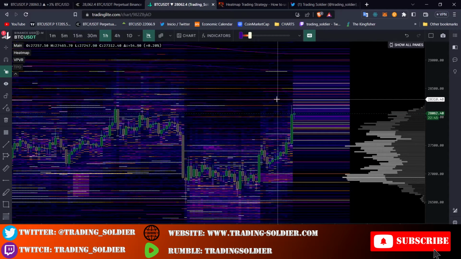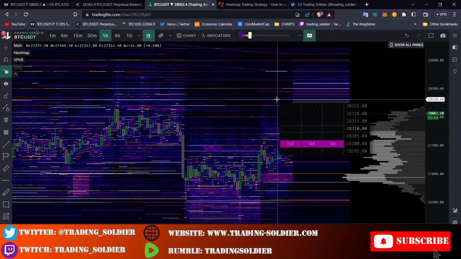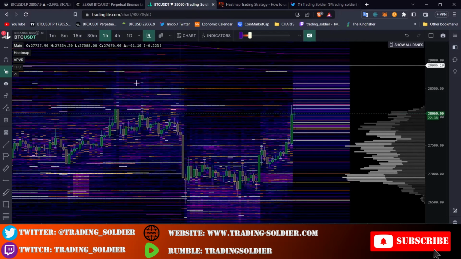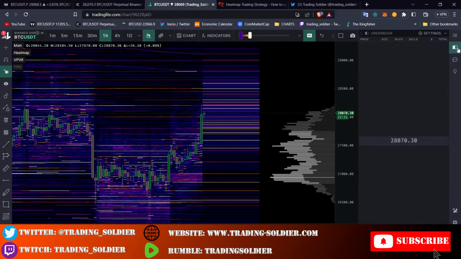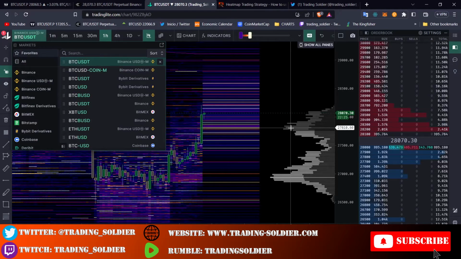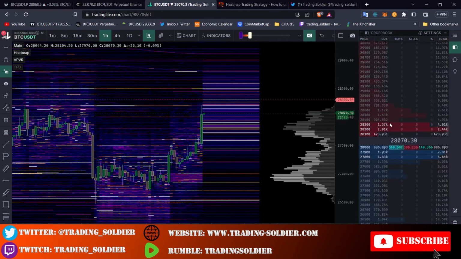What are heat maps? Heat maps, in my opinion, and for what I've seen technically, are just a representation of the order book. So if we go here to the right in TradingLite, this is the TradingLite dashboard. We go to the right and we click the order book. We see that, for example, here in the BTC USDT pair on Binance Futures, the orders that are placed in the order book coincide with the levels of the heat map.